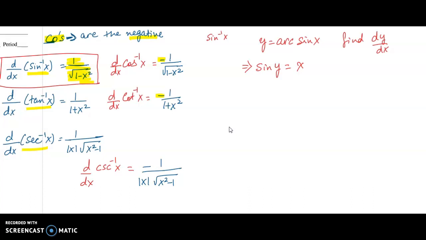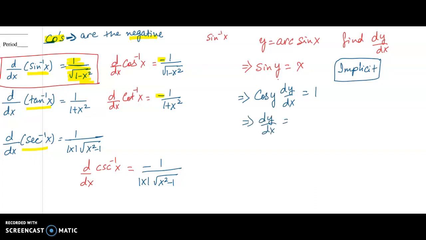Now I can take the derivative. But we have the y and the x, and sine is with the y. So we will take the derivative implicitly. Remember, this will be the implicit derivative. Once we try that, derivative of sine is cos. So cos y, and then the derivative of y, dy dx. And the derivative of x is nothing but 1. Let's solve for dy dx. Dy dx would be 1 over cos y.